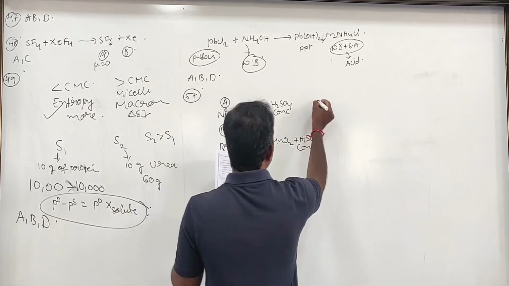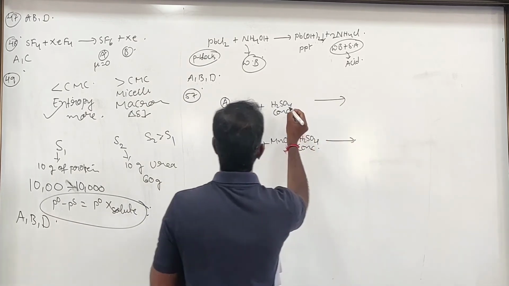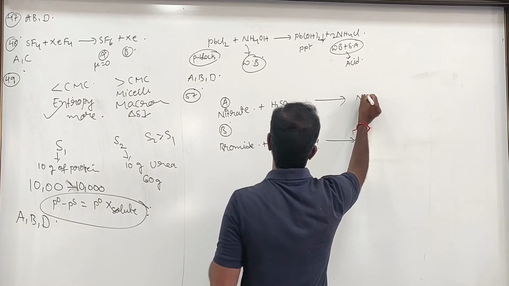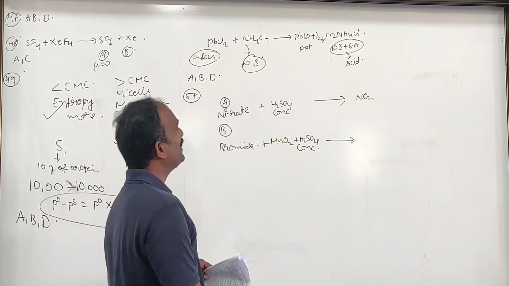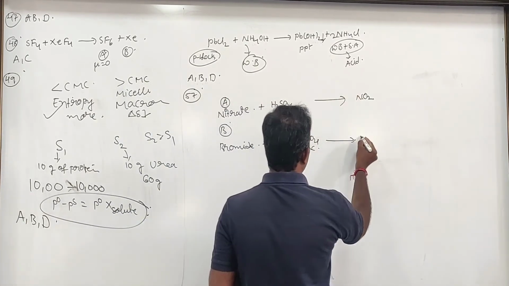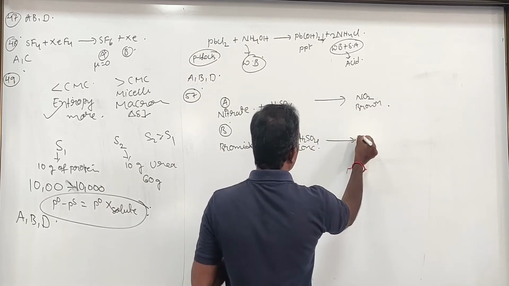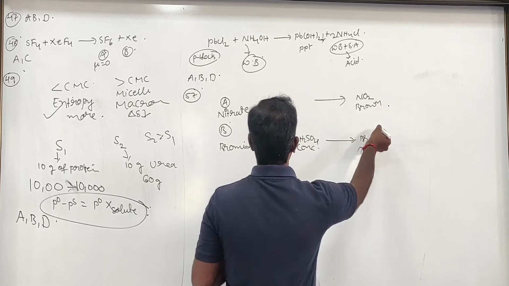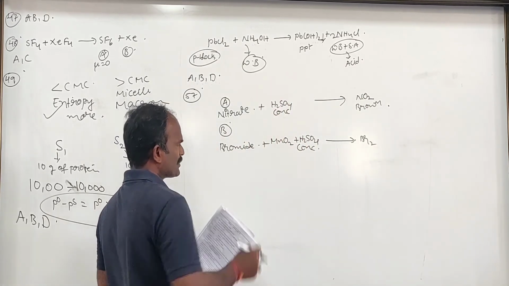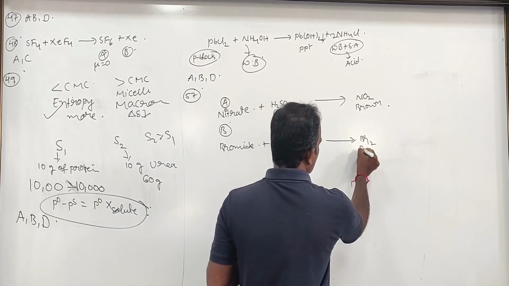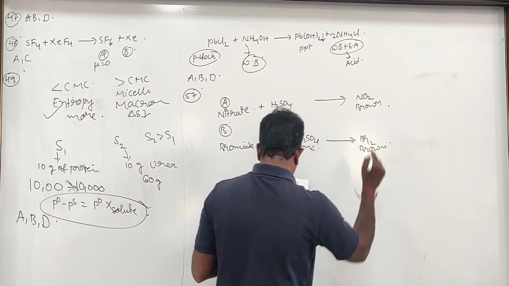Reddish brown fumes will be released in both the cases. What are those? Here the reddish brown fume is going to be nitrogen dioxide along with, of course, SO2 or H2O also will come. That doesn't matter. Brown vapors, reddish brown vapors. Here Br2 will come, along with that MnBr2 also will be formed. Of course, this is also reddish brown vapors.